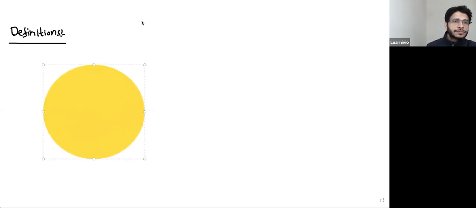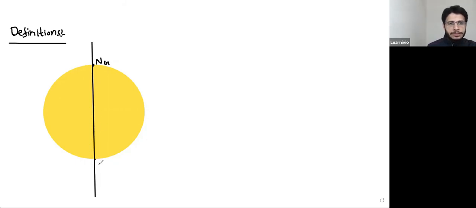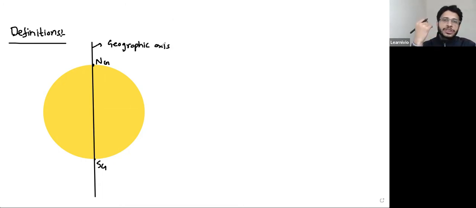So this is Earth. This is one axis which is passing through the center of the Earth. This is the geographic North Pole, and this is the geographic South Pole. And this is the axis of Earth, which is known as the geographic axis. So the geographic axis is basically an axis which is passing through geographic north and geographic south. This is the center of the Earth.